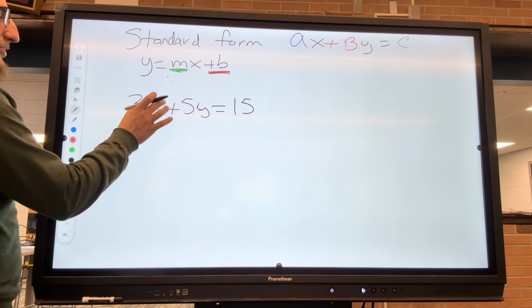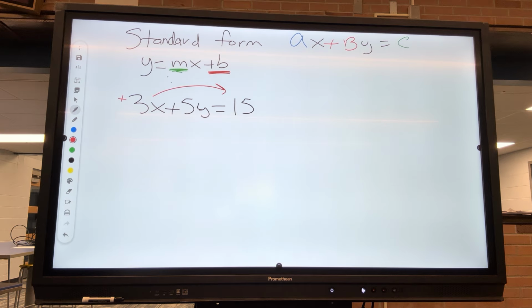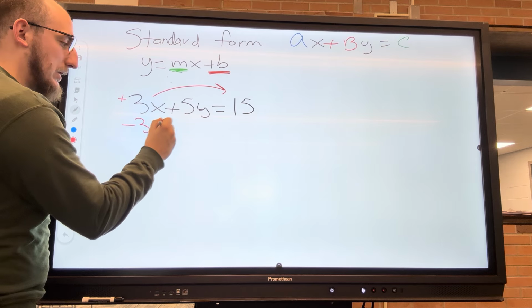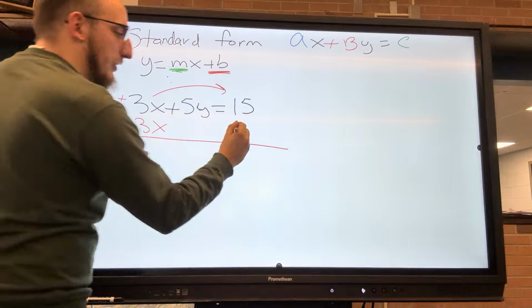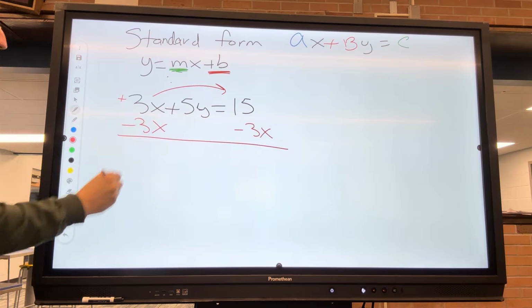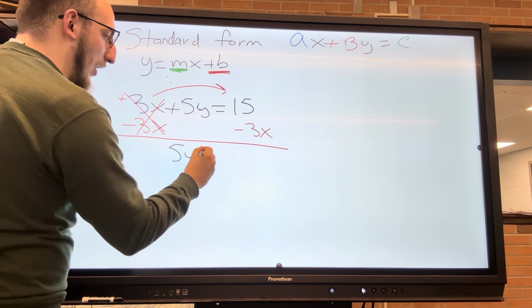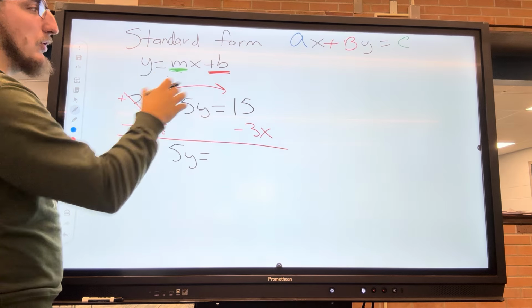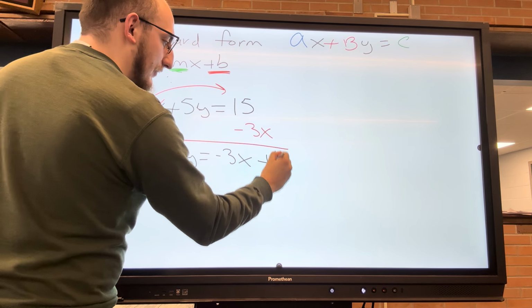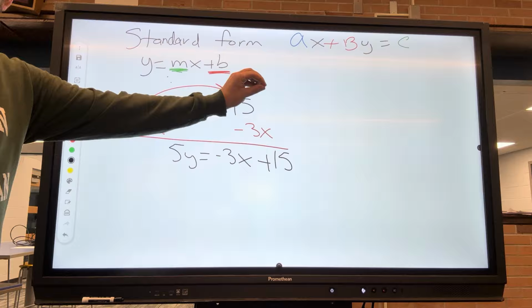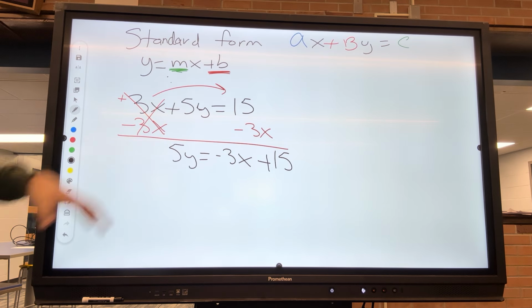So I'm going to try to get rid of this 3x. Well, how do I get rid of the positive 3x? Don't I got to subtract it off of this side to get rid of it? And whatever I do to one side, I do to the other side. Subtract 3x from the other side. These guys cancel. So I'm left with 5y equals, you can write it either way, but I like when my x is first, negative 3x plus 15. Remember that we can't put those together because one's an x, one's a constant. So you can't really add them together. So we put them side by side.